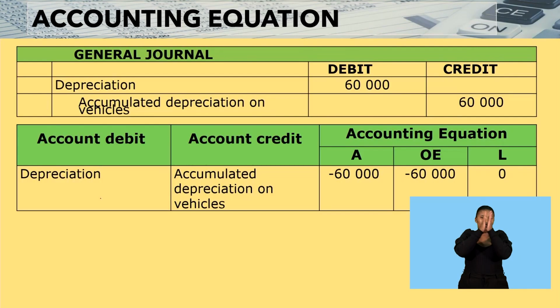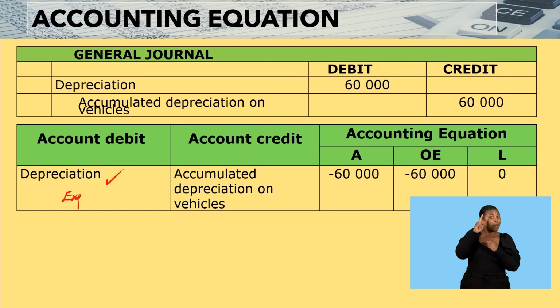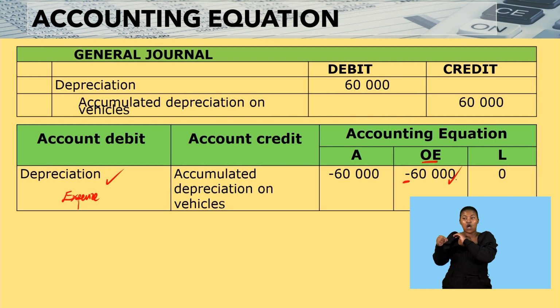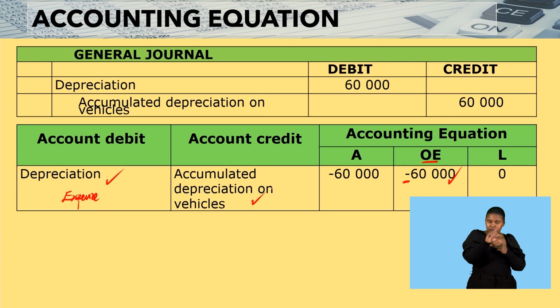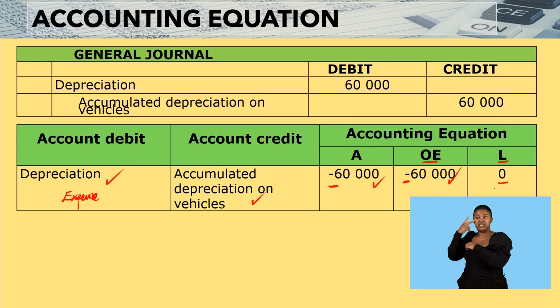Let us see then. The account to debit is depreciation. All right, and remember I've told you depreciation is an expense. Therefore, expenses decrease owner's equity, hence you see a minus 60,000 because depreciation is an expense. And the account credit is accumulated depreciation. Accumulated depreciation decreases the value of our assets. Hence you find on my assets, it's a minus 60,000. Depreciation has no effect on my liabilities. Hence you see there is a 0.